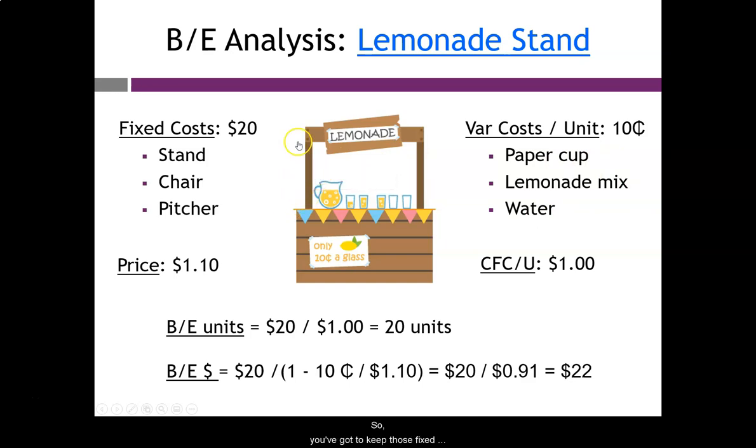So, you've got to keep those fixed costs down, because the more those fixed costs go up, the more units you have to sell. So when thinking, where am I going to put my office? Do you want to go to a beautiful, gleaming downtown office building in D.C.? No problem. But guess what? You better sell a lot more units, because it costs a lot more to be in those buildings. So you want to keep those fixed costs down.